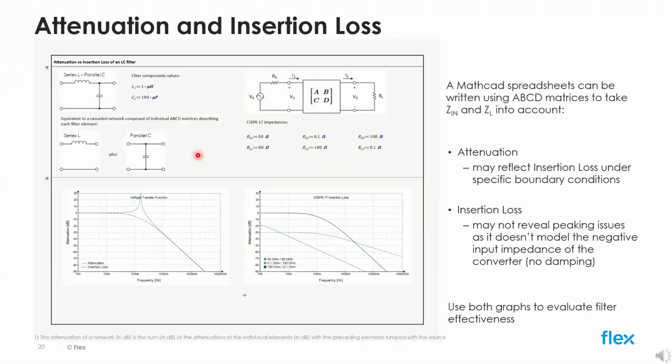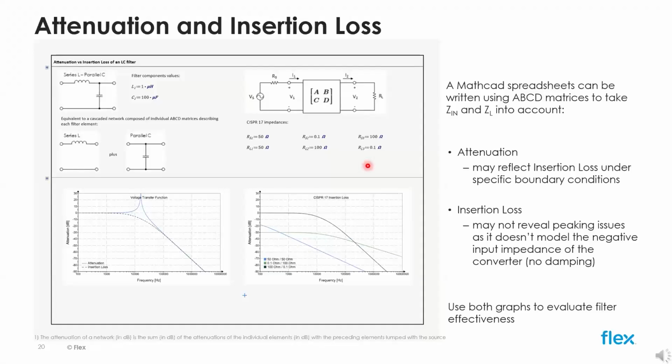In this MathCAD spreadsheet, I'm using a simple second-order filter as an example. On the left side of the sheet, I'm computing attenuation, like we have seen in the previous slide, using the filter voltage transfer function and the assumption that the source impedance is very low and the load impedance is much higher than the filter characteristic impedance. Then, I'm repeating the voltage transfer function computation using a different technique. I'm using ABCD chain matrices or transmission matrices to include specific input and output impedance conditions.